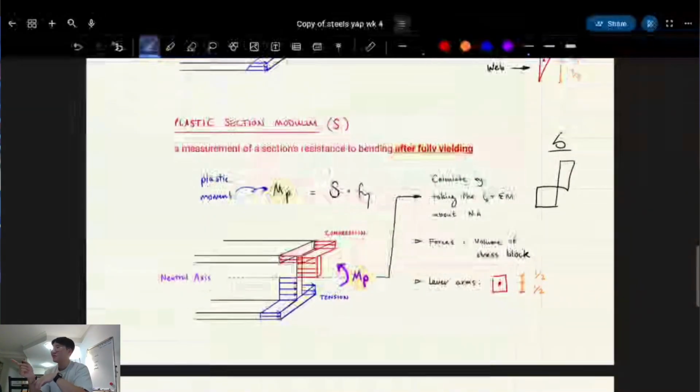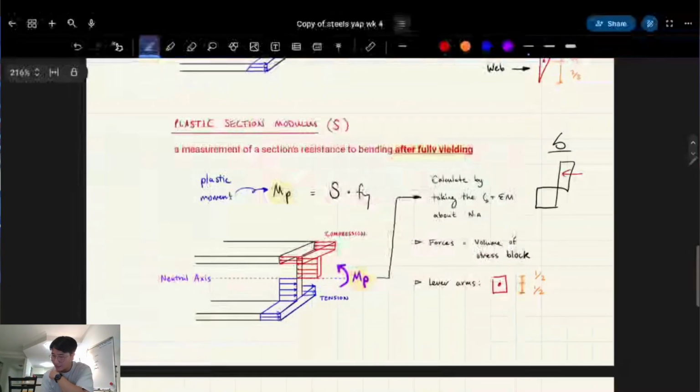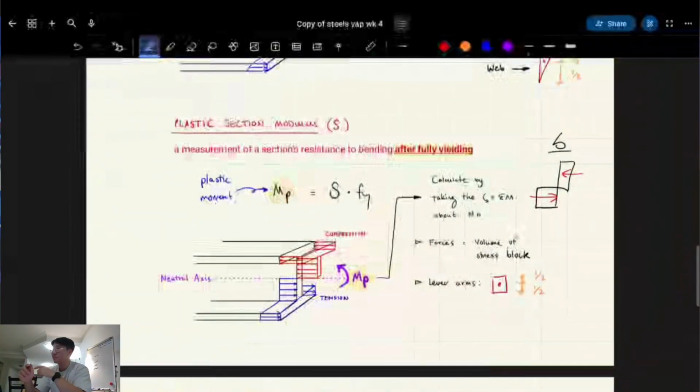You do it the exact same way you do it in concrete. You take the sum of the moments about the neutral axis. So you pretend that you turn these stress blocks into forces, and you do the sum of the moments about the neutral axis. And you have to take into account the depth.